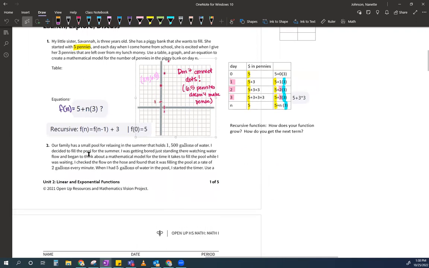Our family has a small pool for relaxing in the summer that holds 1,500 gallons of water. I decided to fill the pool for the summer. I was getting bored just standing there watching the water flow and began to think about a mathematical model for the time it would take to fill the pool while I was waiting.